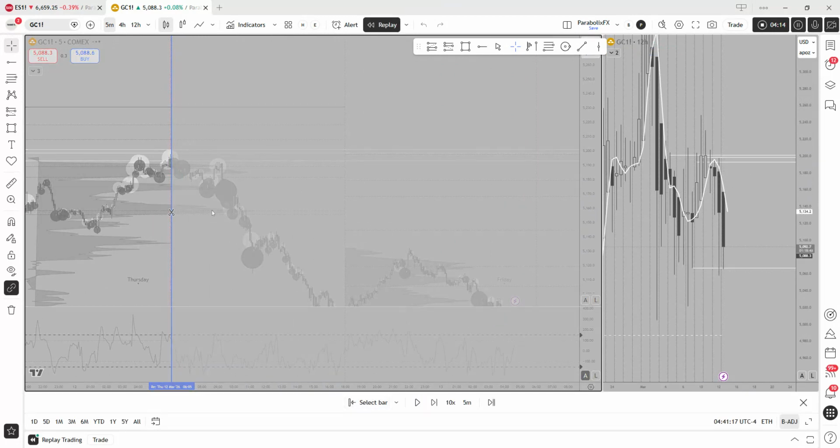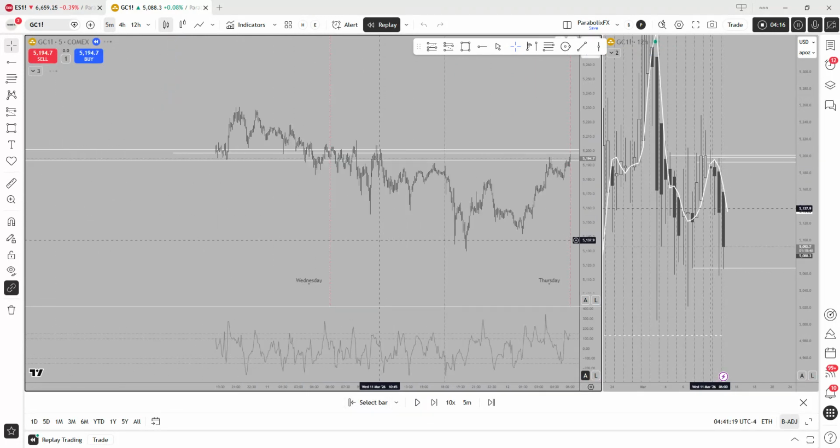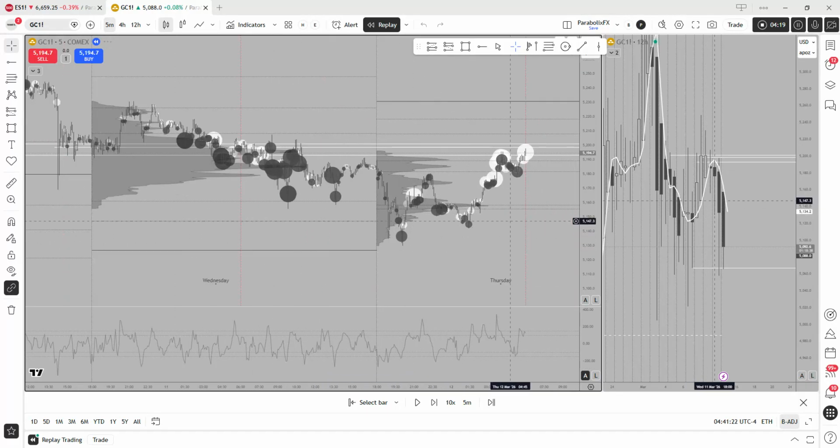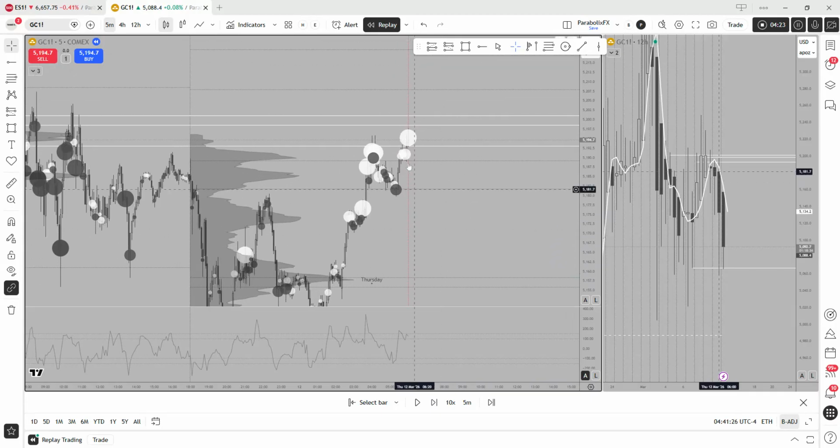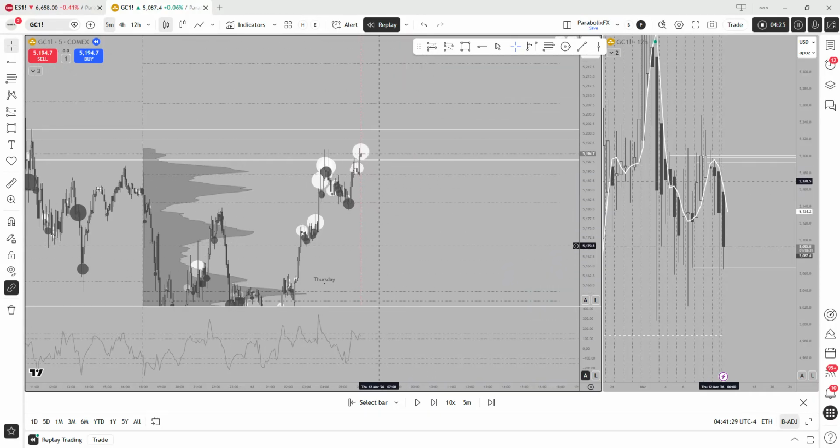And let me just see. Yes, I think this is the price. Yeah, it's yesterday's price action. So here I've got the normal low volume nodes. I've got the CCI indicator on.